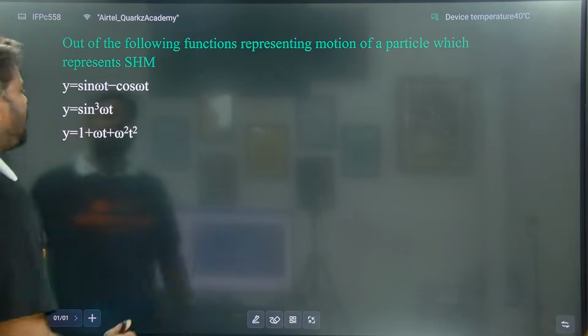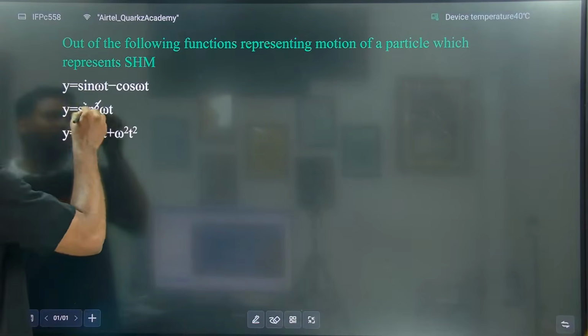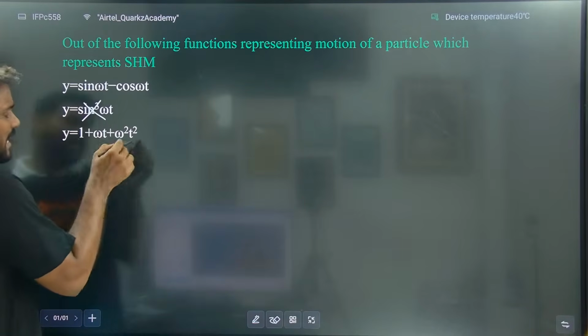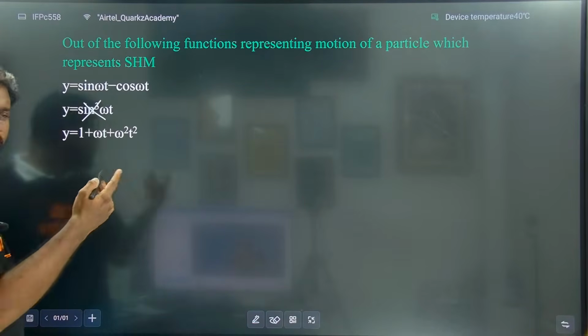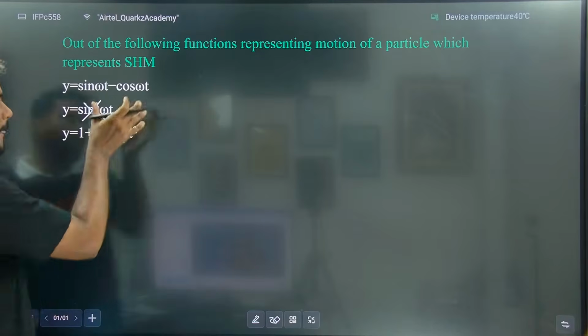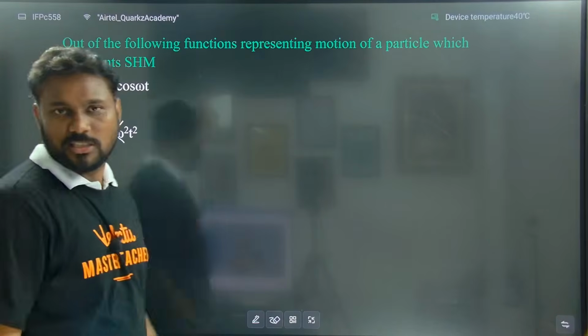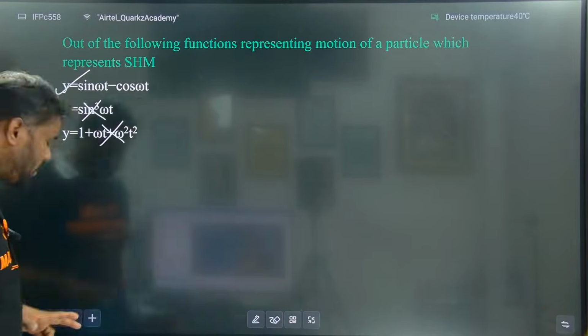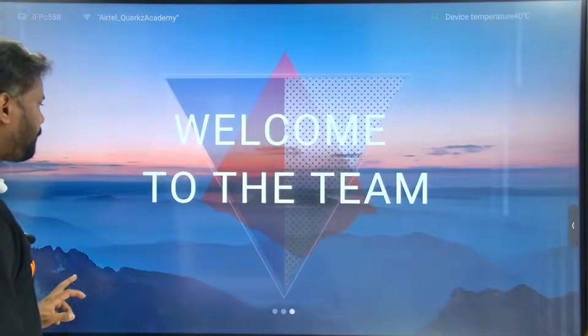How to calculate this one? Because I told you that sine cube, cos cube is not simple harmonic motion. Either ரெண்டு time differentiate பண்ணா என்ன ஆகும்? Function will vary, it is not a harmonic function. So this is a simple harmonic function. Easily we can calculate the value. So can you do this one, second derivative, and tell me the answer for this? Just wait.